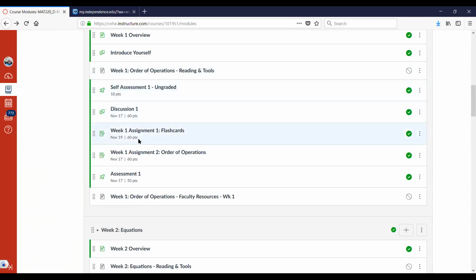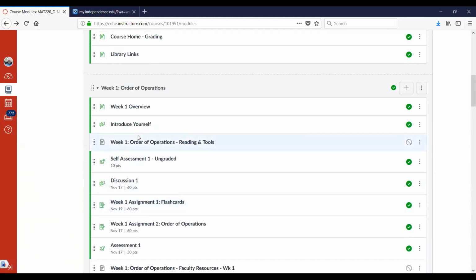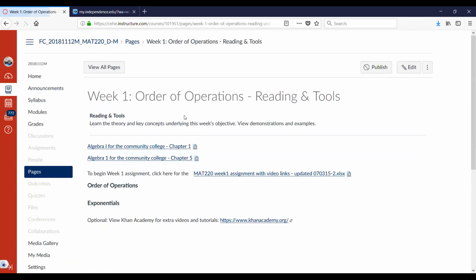Do some of those examples and be prepared to review them in class on Wednesday. And here are the readings and tools. Again, you're looking at chapter 1 and chapter 5. And you can begin this assignment if you like. We'll talk about that more on Wednesday.